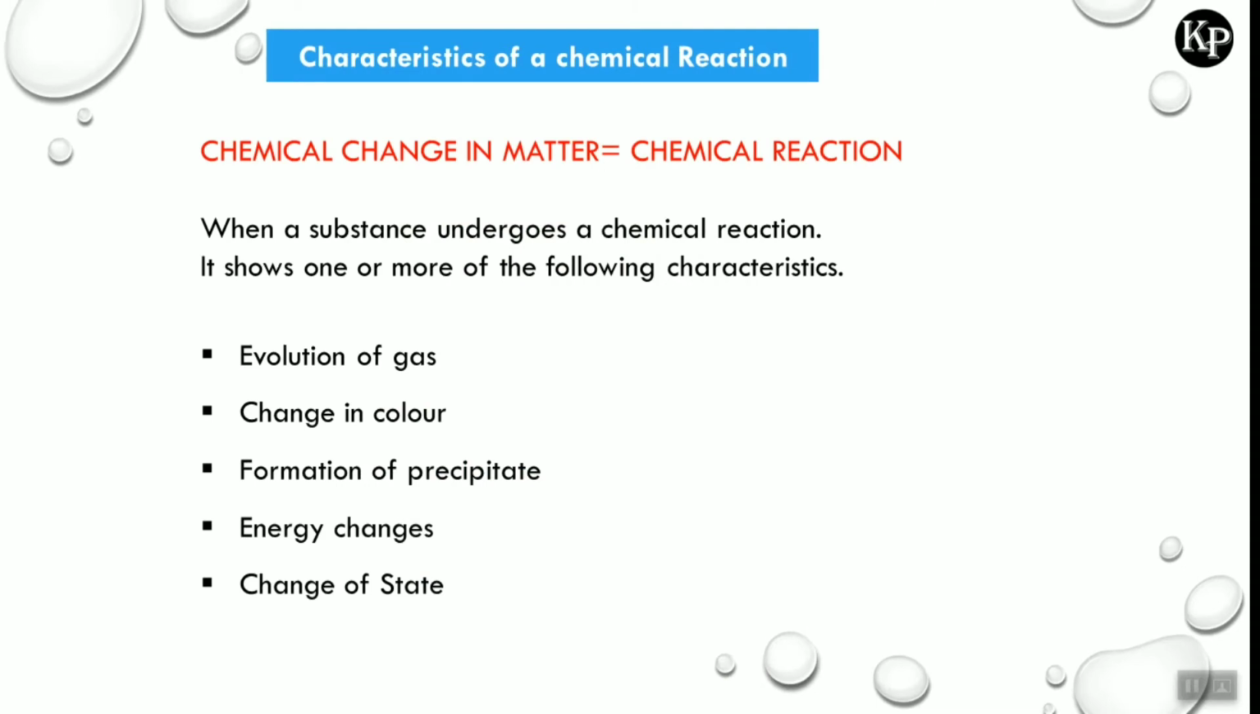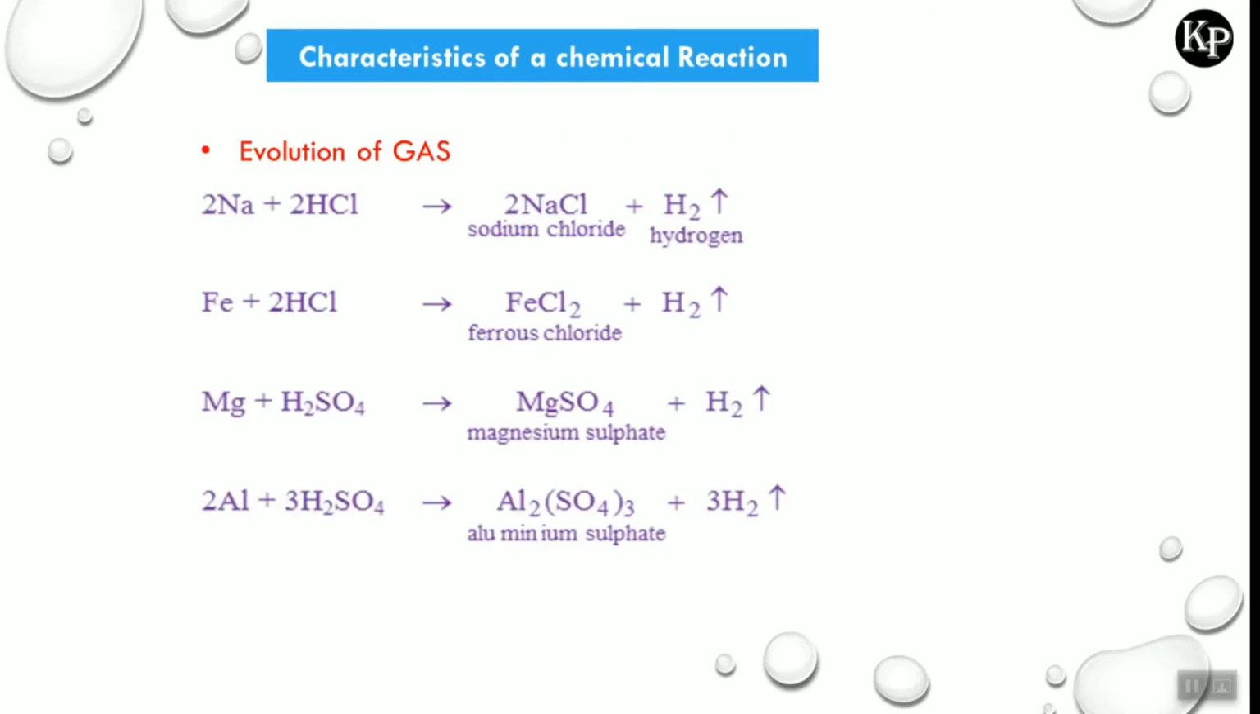Chemical change in matter is nothing but a chemical reaction. When a substance undergoes a chemical reaction, it shows one or more of the following characteristics: evolution of gas, change in color, formation of precipitate, energy changes or change of state. Let's see one by one.